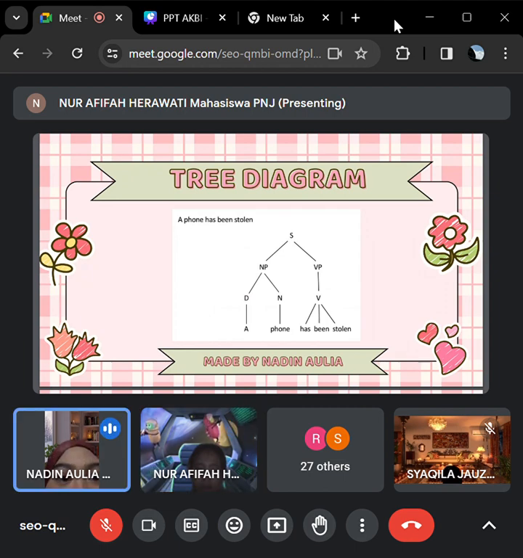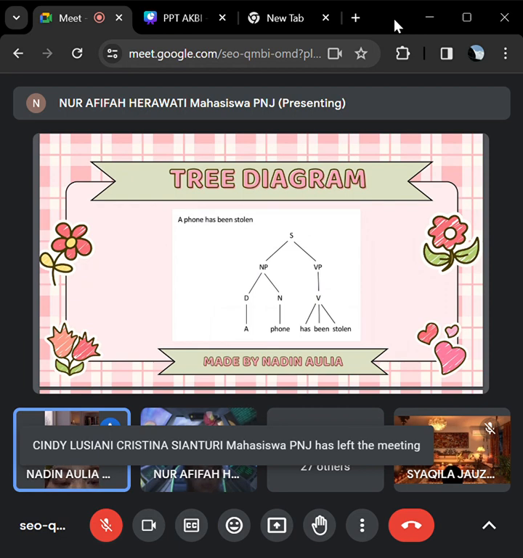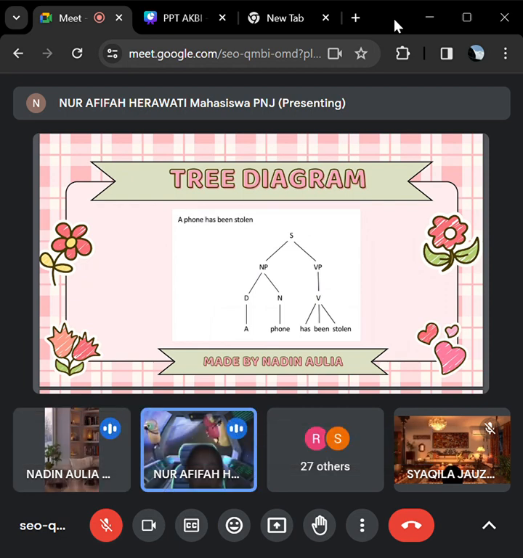Next. The next sentence is "a phone has been stolen." A is a determiner. Phone is a noun. A phone is a noun phrase. Has been and stolen is a verb. Has been stolen is a verb phrase.